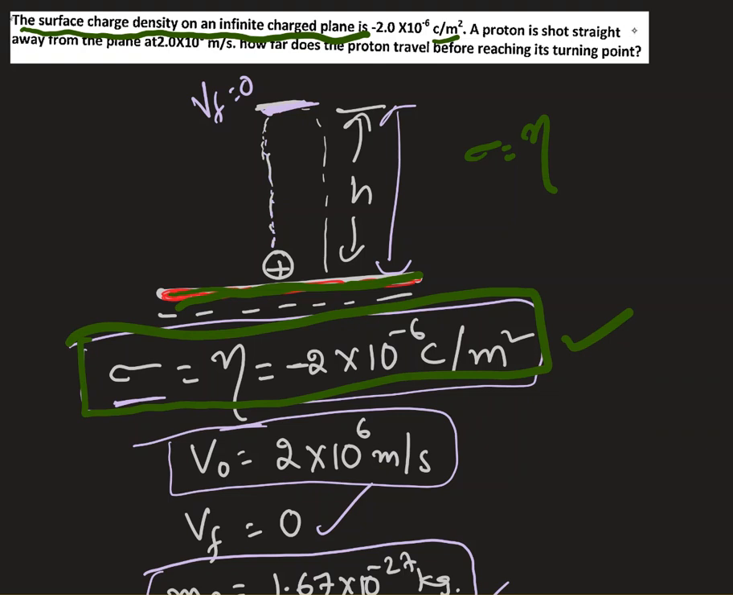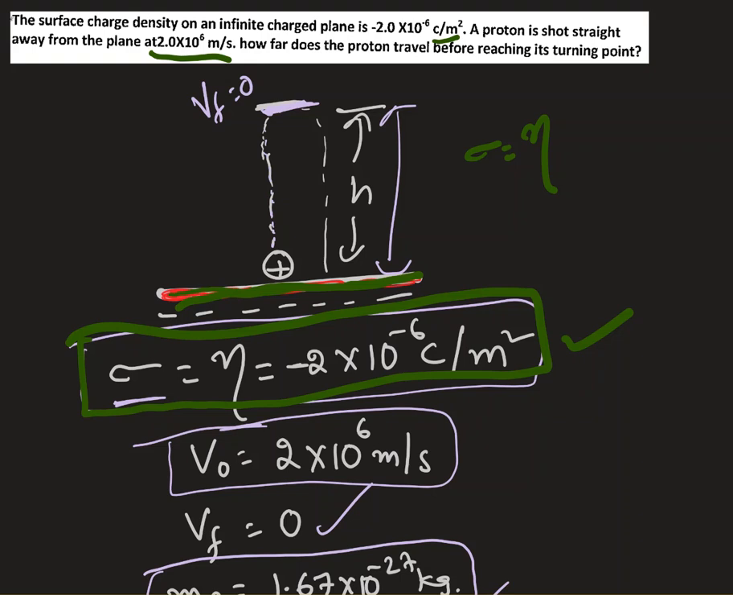A proton is shot straight away from the plane at 2 times 10 to the power of positive 6 meter per second. So he gave us velocity. Initial velocity is of a proton which is shot away from the surface at 2 times 10 to the power of 6 meter per second. Now the question he's asking: how far does the proton travel before reaching its turning point? So what is the maximum height it can reach?